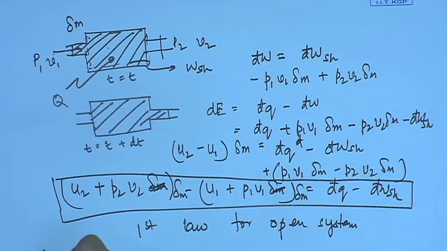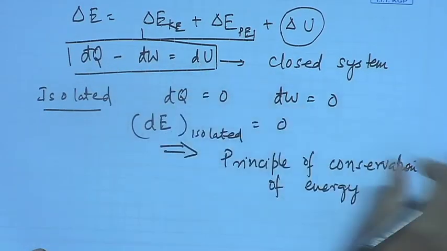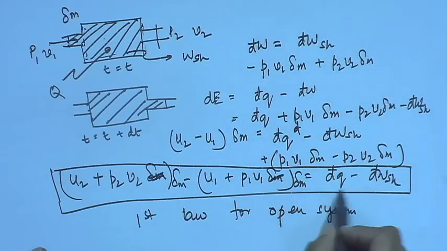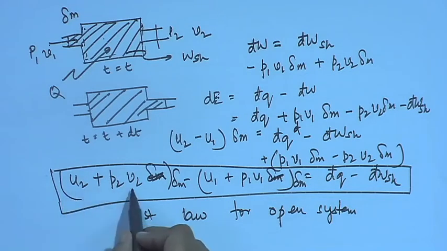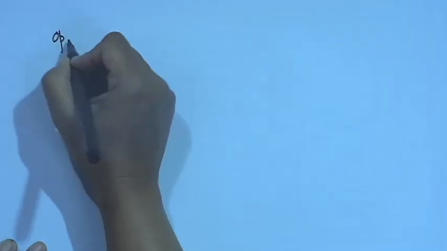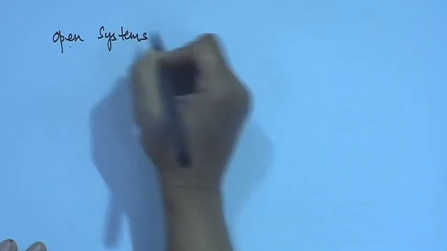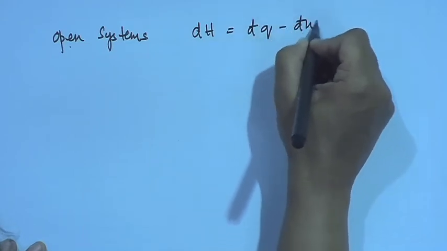For open systems, while in closed systems my dq minus dW was equal to dU, in this case I find that dq minus dW shaft is equal to a term which is a property of the system and has the units of energy, that is U2 plus P2 V2 minus U1 plus P1 V1. As you are possibly aware, U plus PV is nothing but another property group which we have defined, known as the enthalpy of the system. So for open systems we can write dH equal to dq minus dW shaft.